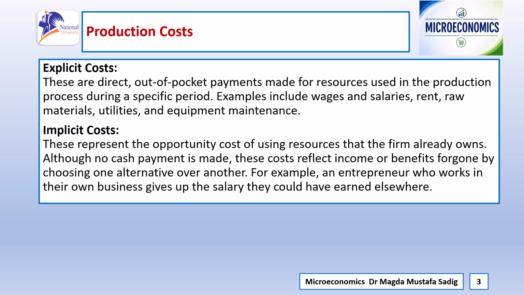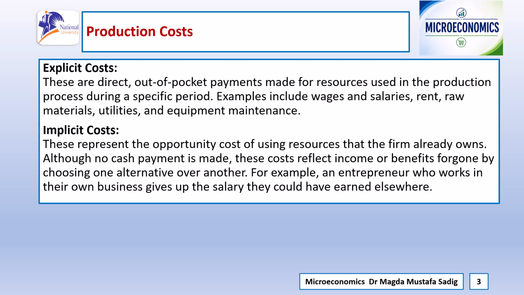Now consider implicit cost. Implicit costs do not involve cash payments. Instead, they represent the value of opportunities that the business owner sacrifices. For example, suppose you own a building and use it for your business. Although you pay no rent, you give up the rental income you could have earned by leasing it to someone else. That foregone income is an implicit cost.